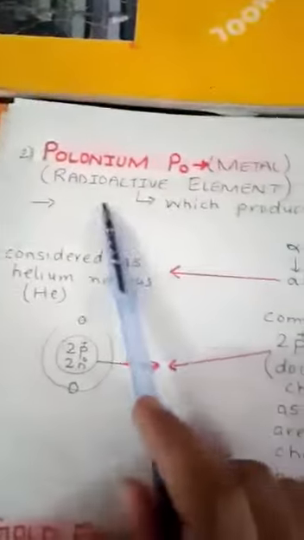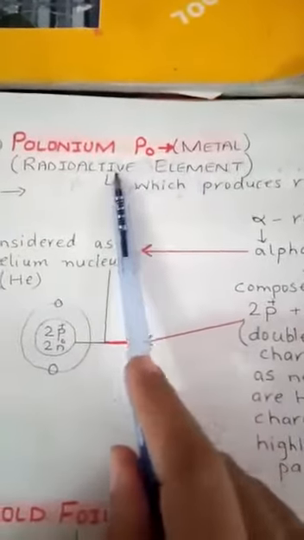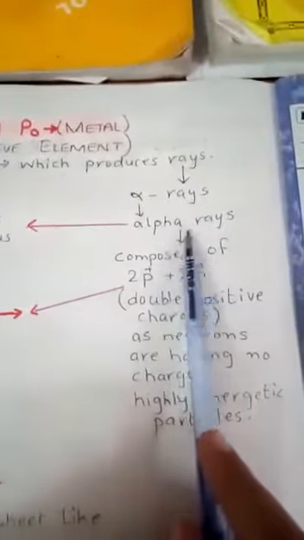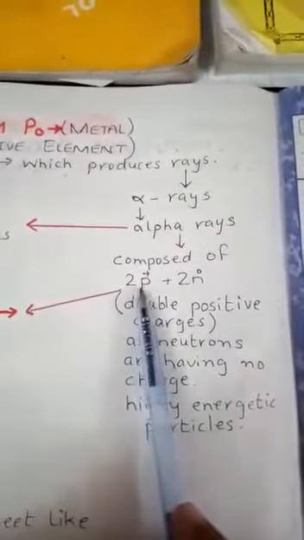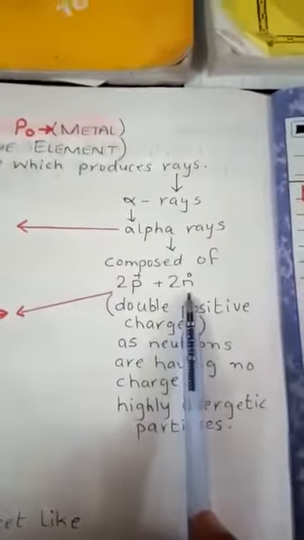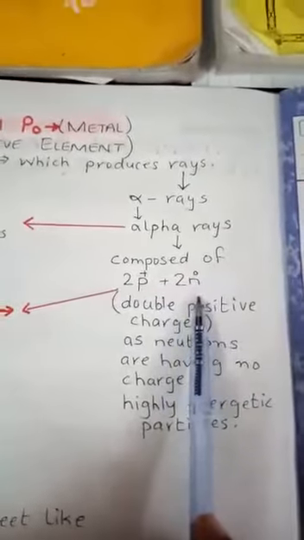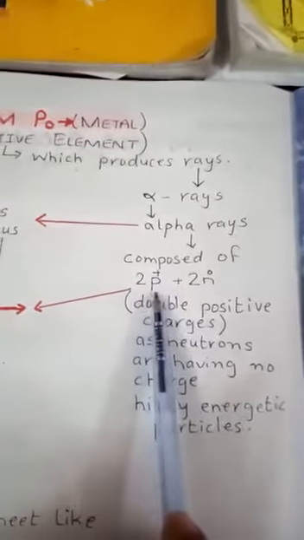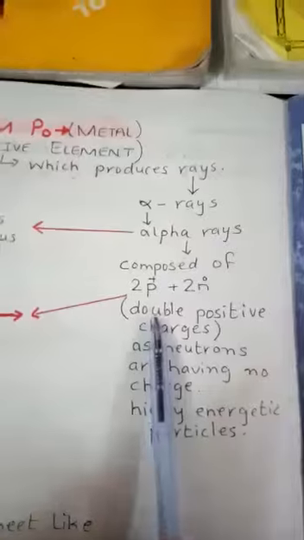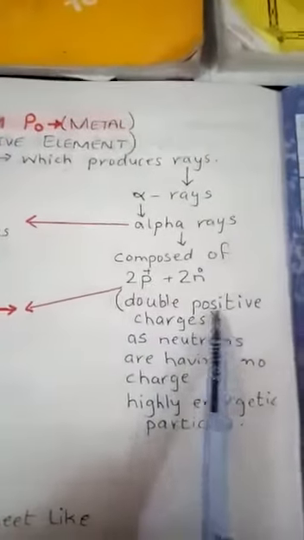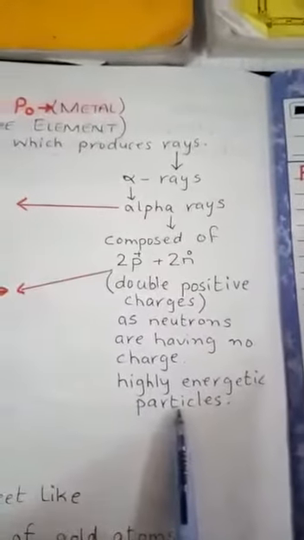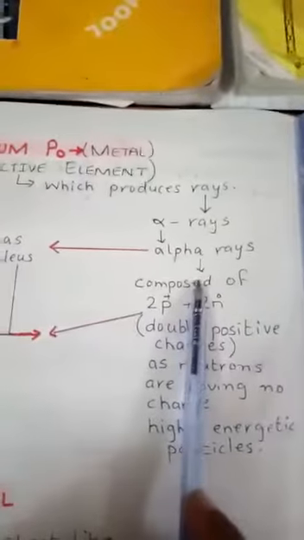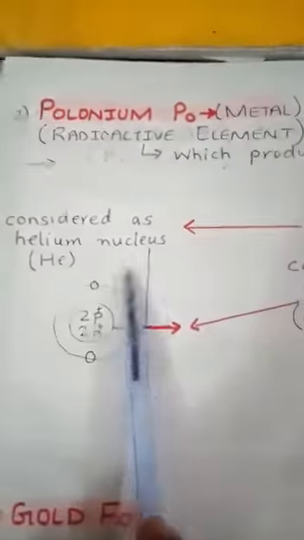Next, polonium. Polonium is a radioactive metal which produces rays. Which rays? Alpha rays. What are alpha rays? Alpha rays are composed of 2 protons and 2 neutrons. As we know, neutrons have no charge and protons have positive charge. So that's why they are called double positively charged particles, and they are highly energetic particles. Alpha rays can also be considered as helium nucleus.